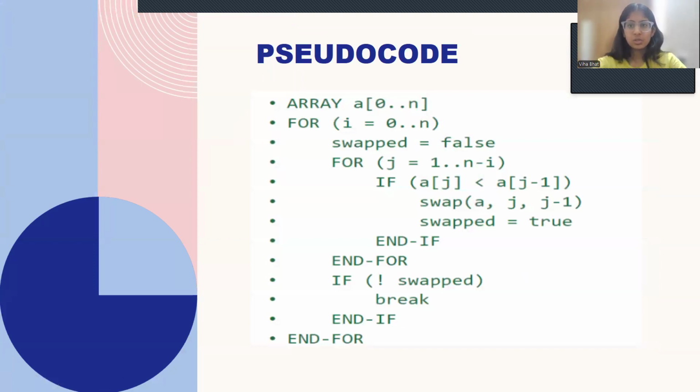Next is the pseudocode. As we can see here, we have an array from 0 to n numbers for which, for every i, that is every element in the array 0 to n, we swap if the first number is greater than the second one. For an element j from 1 to n minus 1, that is one number less than the total number of elements in the array, we swap a of j with a of j minus 1. Next, if we have already swapped, then we break out of the loop and go to the next element.